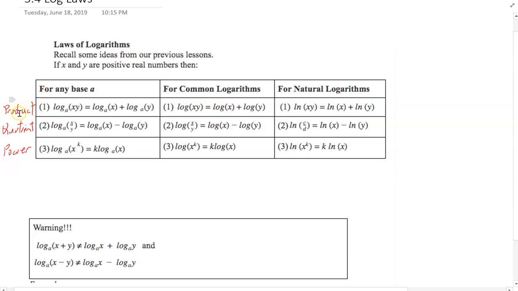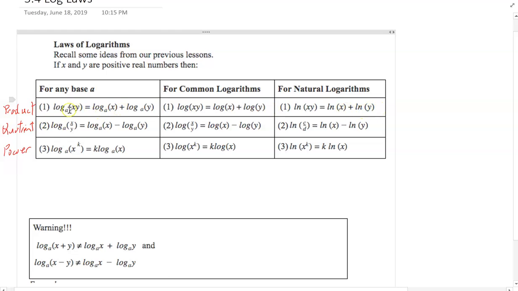The first law is the product law, and that says log base a of x times y is equal to log base a of x plus log base a of y. That simply means the log of a product is equal to the sum of the logs of the individual arguments. For common logs, we write that as log of xy is equal to log of x plus log of y. And for natural logs, we write it as ln of xy is equal to ln of x plus ln of y.